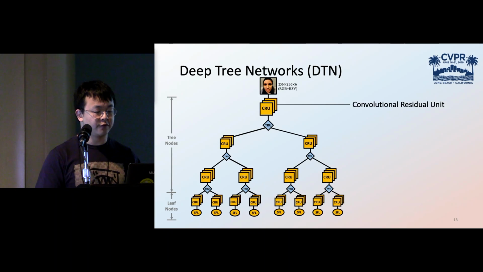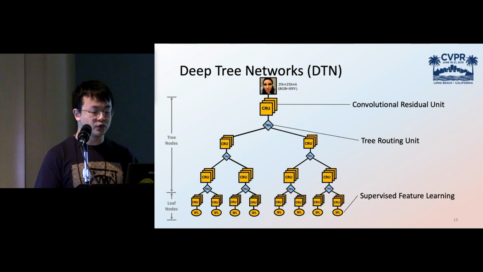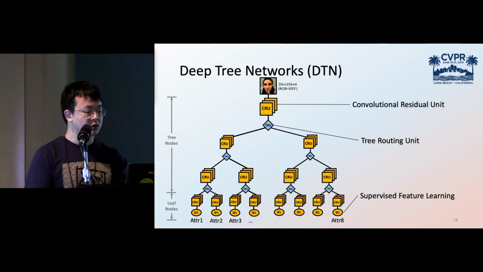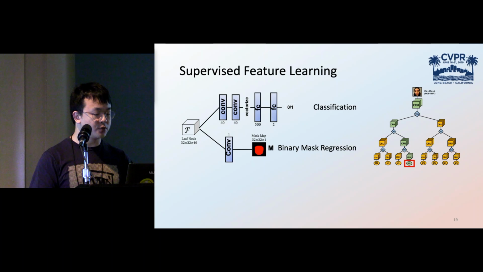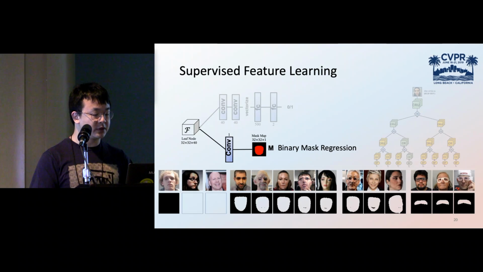It consists of normal convolution layers, tree routing units, and supervision in the leaf nodes. When a data comes, the routing unit will decide a value to guide the sample to go left or go right. At the leaf node, the network will perform a supervised classification task and a binary mask regression task to learn the difference between live and spoof. Showing below, the binary mask indicates pixels that belong to the spoof material.